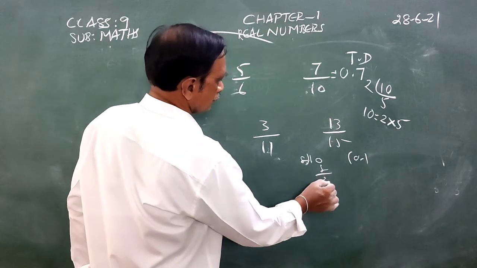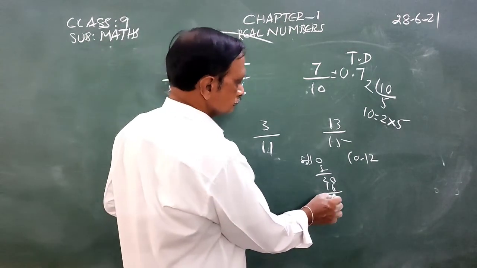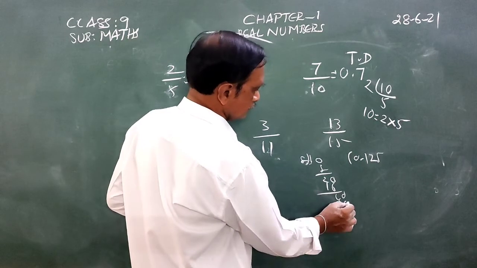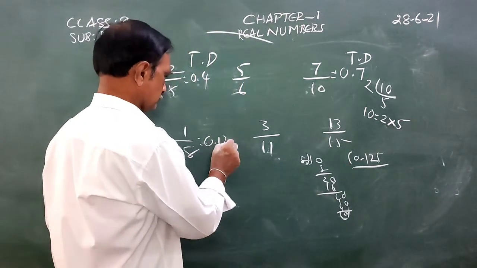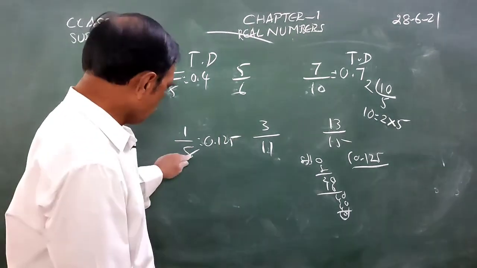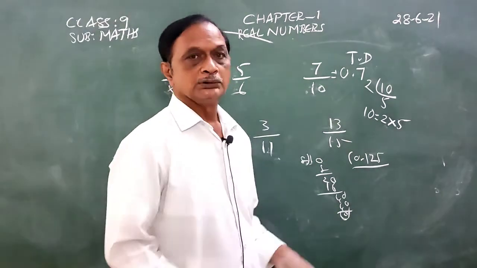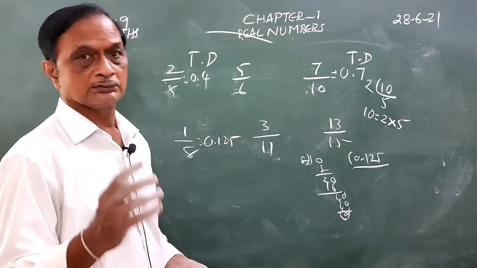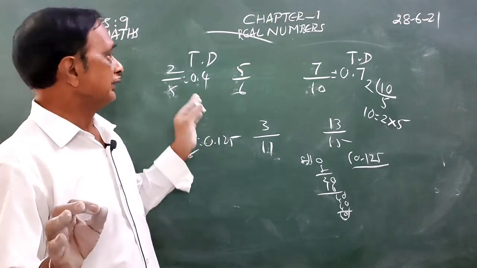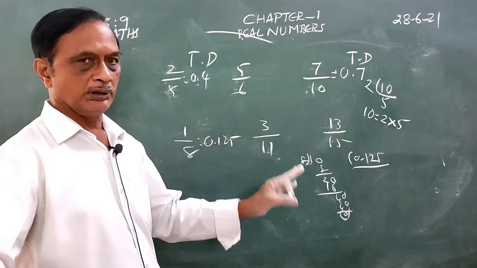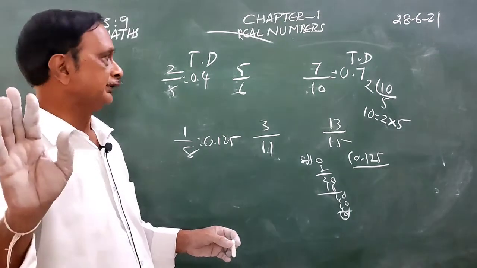8 ones are 8, 20, 8 twos are 16, 40, 8 fives are 40, 0. So what is the decimal form? Terminating. Now what are the prime factors of 8? 2 only. If the denominator has prime factor either 2 or 5 or both 2 and 5, then the rational number represents a terminating decimal. Otherwise, it represents a non-terminating repeating decimal.